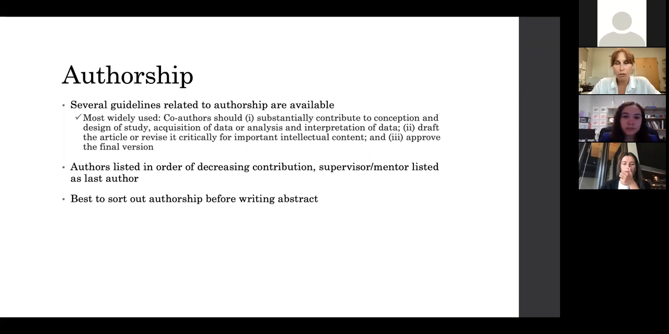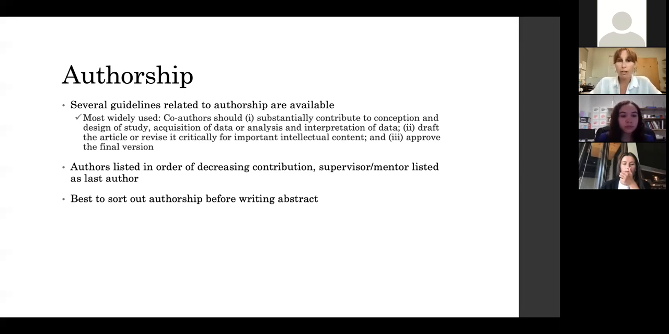So your first author is going to be the person who really led the project, so they did the bulk of the work. And then other contributors will be listed in order of their contribution. The exception is the last author, which is typically the supervisor or mentor. So this is typically the person who has funded the work, was critically involved in its conception, and sort of oversaw the project.